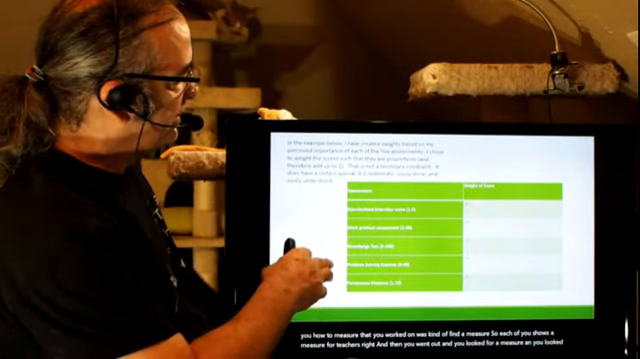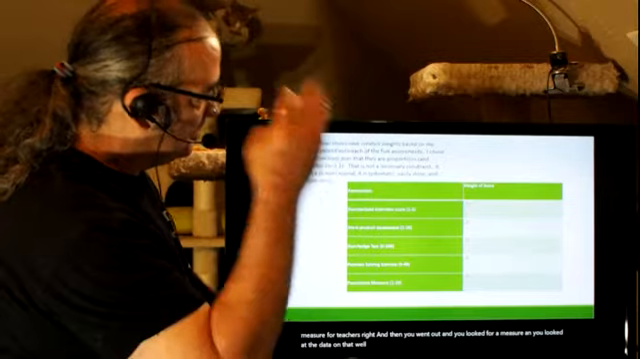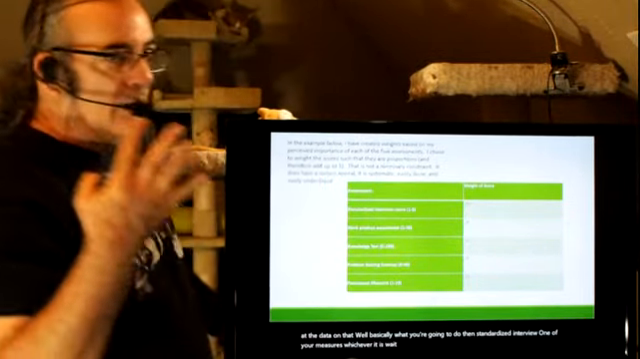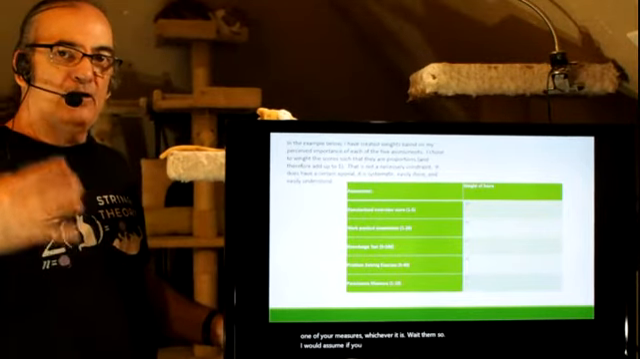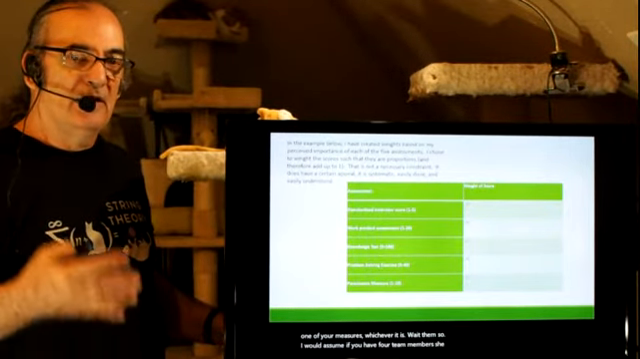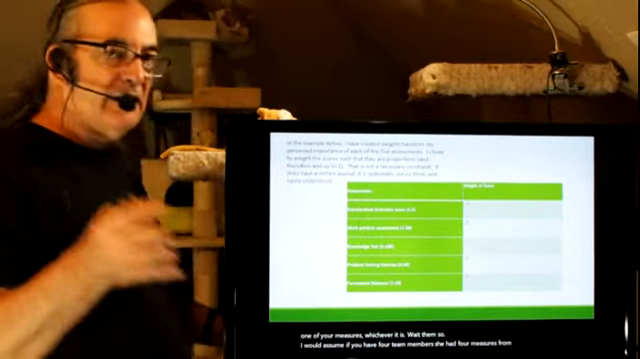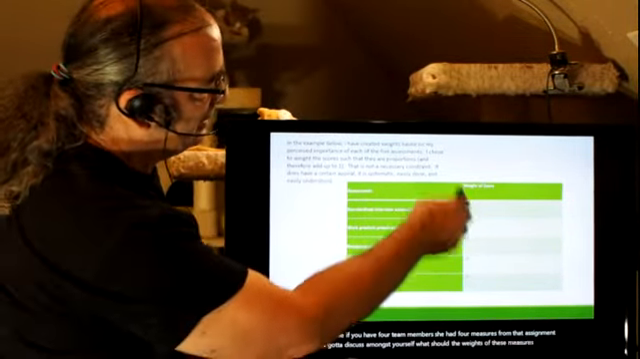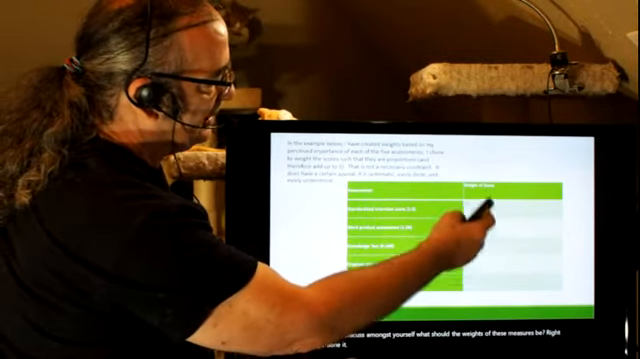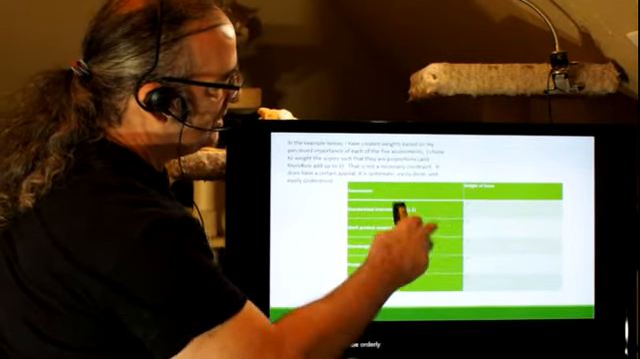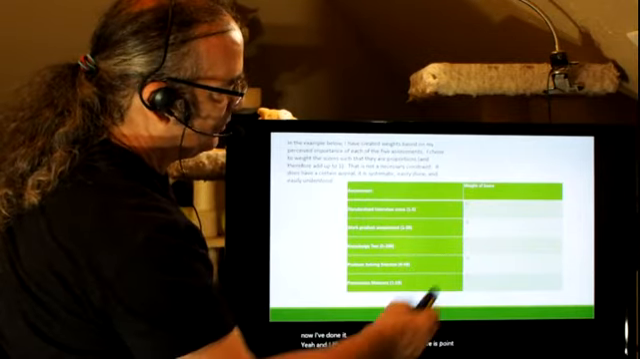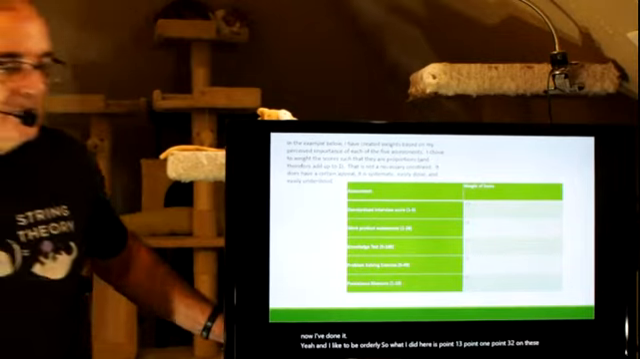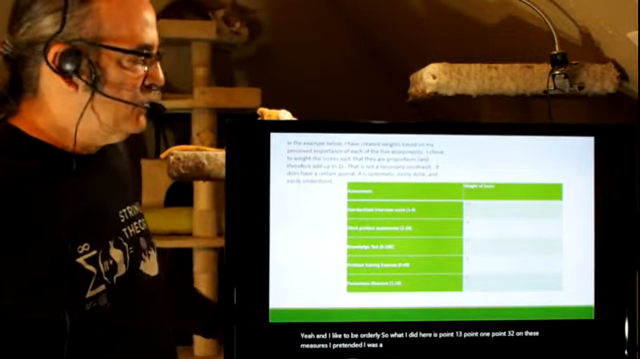Well, basically what you're going to do then is take the standardized interview, one of your measures, whichever it is, and weight them. So I would assume if you have 4 team members, you had 4 measures from that assignment. Now you have to discuss amongst yourselves what the weights of these measures should be. Now I've done it, and you know me, I like to be orderly, so what I did here is 0.1, 0.3, 0.1, 0.3, 0.2 on these measures. I pretended I was a subject matter expert, and I just plugged those numbers in.